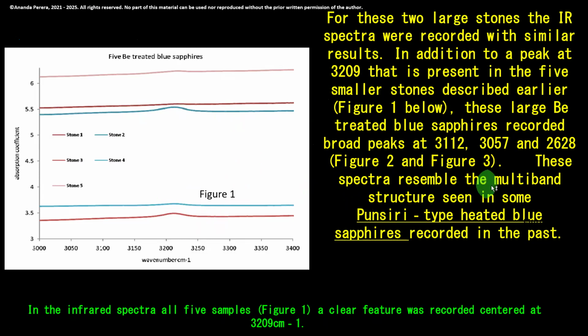These spectra resemble the multi-band structure seen in some Punsiri type heated blue sapphires recorded in the past. That means Punsiri type heated blue sapphires are beryllium contained. So, in the infrared spectra, all 5 samples earlier discussed showed a clear feature centered at 3209, this curve. Stones 1, 2, 3, 4, 5, all the same.